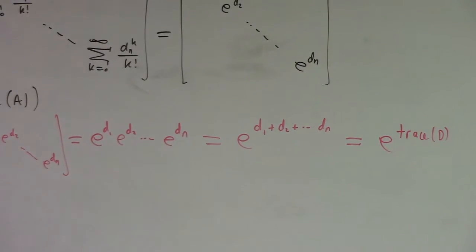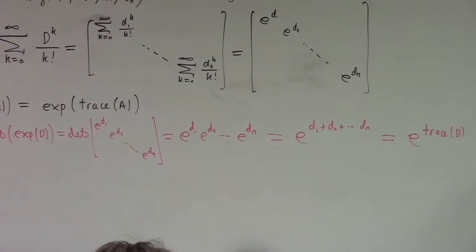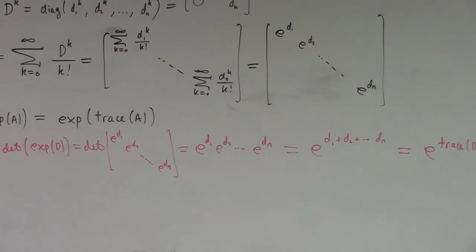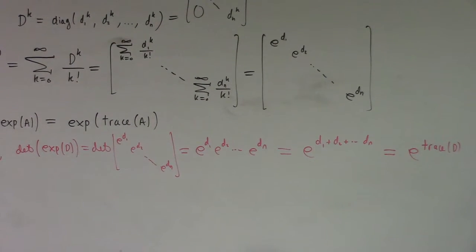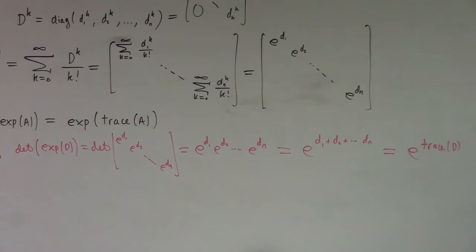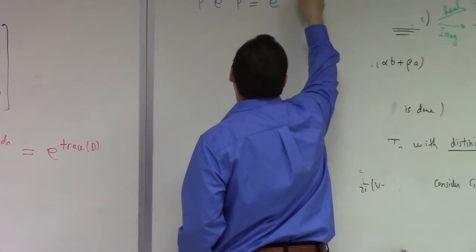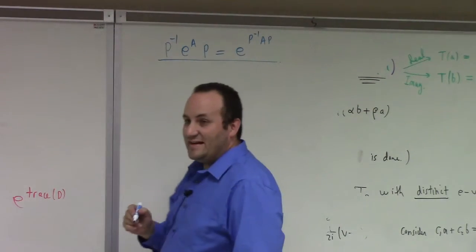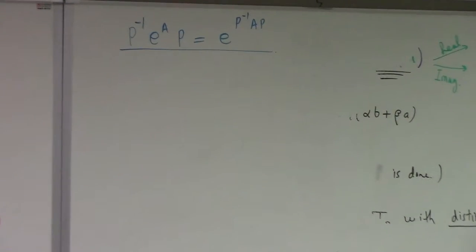I haven't told you all of the matrix exponential secrets yet. There's another thing. It behaves really nicely under similarity transformations. You can prove that P inverse e to the A P is equal to e to the P inverse A P. This is another identity which is known for the matrix exponential. Pretty cool, huh? I think it's cool. I don't know, you can disagree.